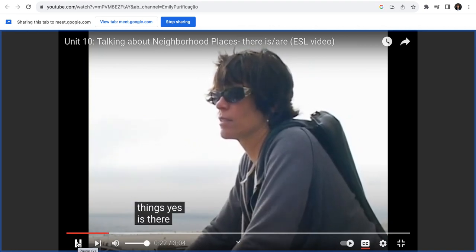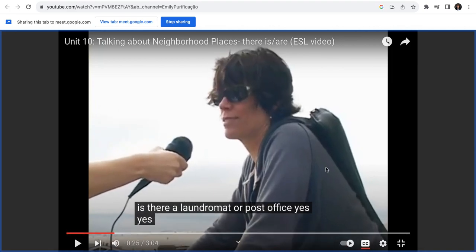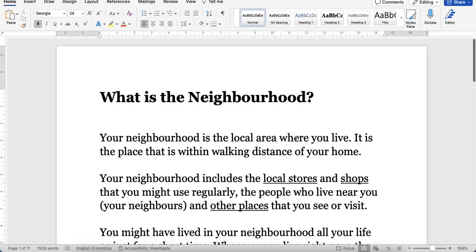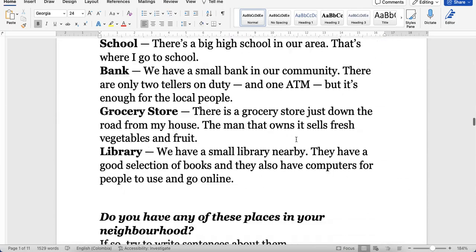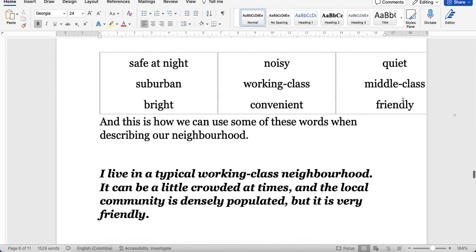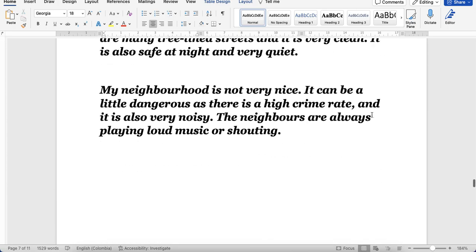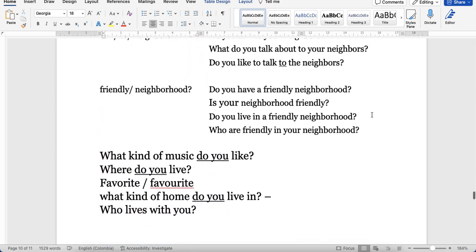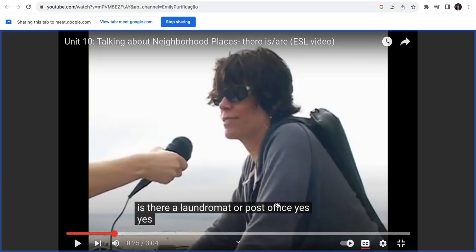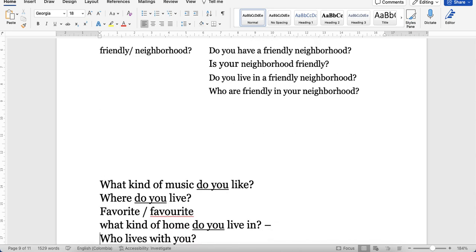Yes. Is there a laundromat or post office? Yes. A laundromat, esto no es tan común en Colombia, laundromat. What is the meaning of laundromat? Lavadero. Laundry. Yes, exactly. Good. Okay. So, is there a laundromat or a post office? Yes. Yo voy a ir escribiendo estas preguntas en un documento que ahora les voy a compartir.